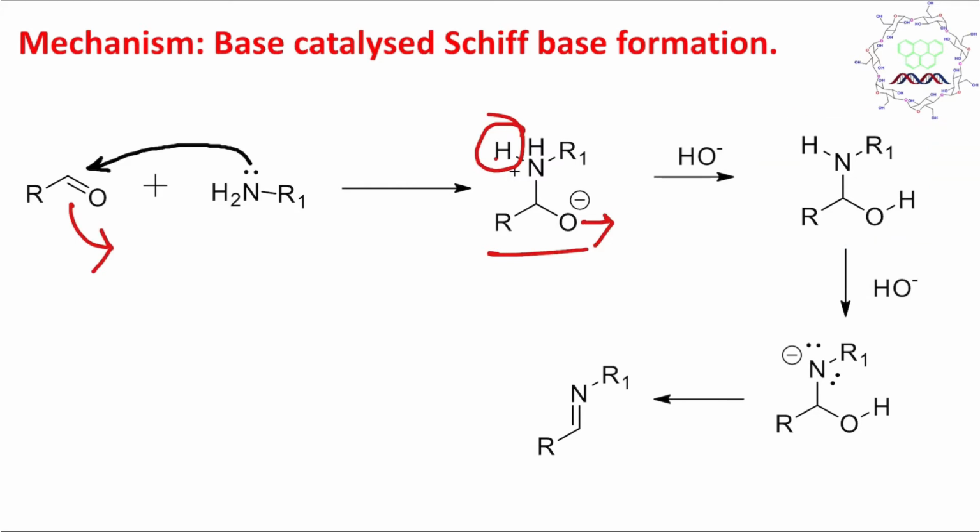But in the next step the role of base comes, because see, this base abstracts a proton from this proton. Now you can say, sir, why are you saying this proton? Because oxygen is more electronegative, so this OH proton should be abstracted. It's true, but it will not result in anything. So I am talking about the one which will result in the chemical reaction.